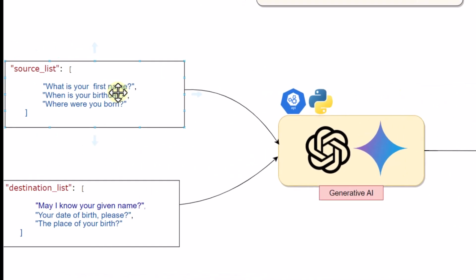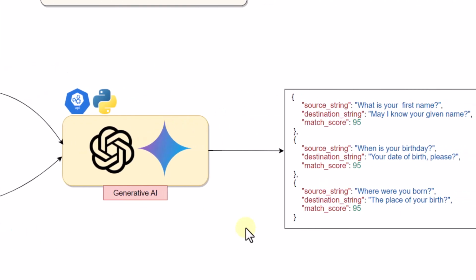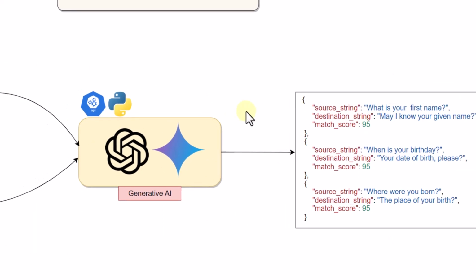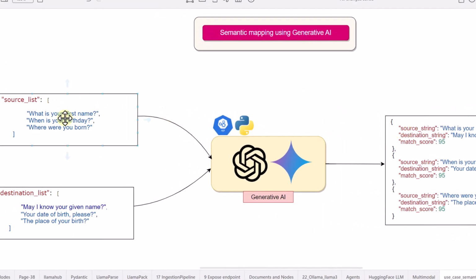In this case, as you can see in the source list, we have questions like what is your first name, what is your birthday, or where were you born? And in the destination, we have the same things, but the phrases are different. We are going to solve this using generative AI. So at the end, we should get an output like this, where the source has the data from this list, and the destination string has the data from this list.